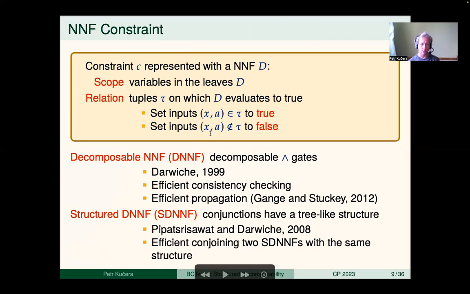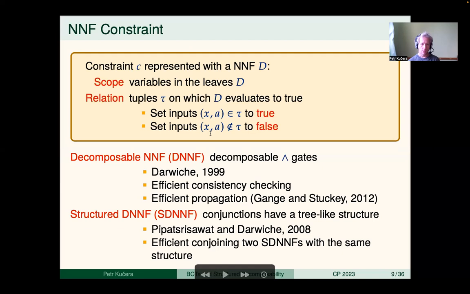So a negation normal form constraint C is represented with a negation normal form D, where the scope is given by the variables in the leaves, and the relation is given by the tuples on which the circuit D would evaluate to true. In particular, if you have a tuple tau, then we set the literals in tau to true and the literals that are not in tau to false, and then we use the usual rules for evaluating the monotone circuit with conjunctions and disjunctions to propagate the value to the root.